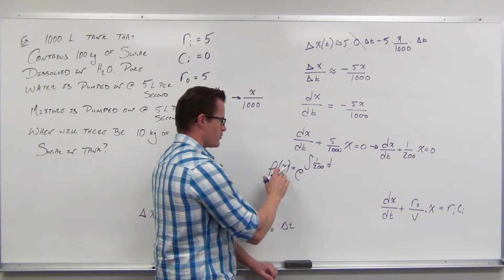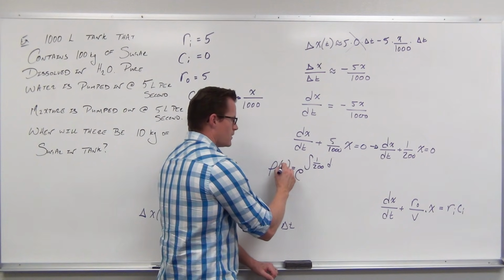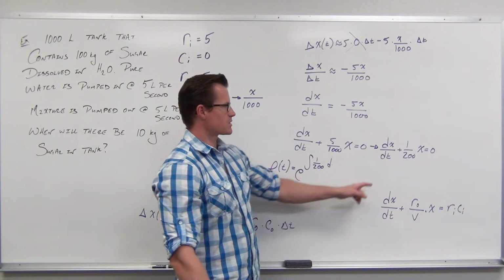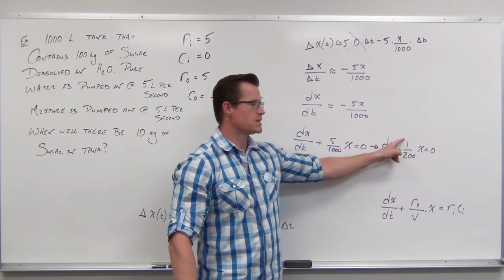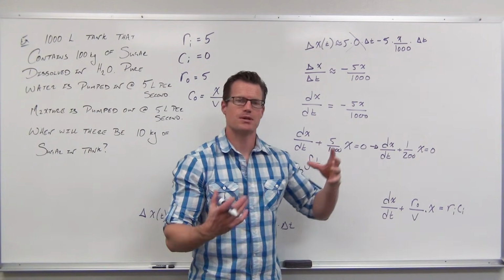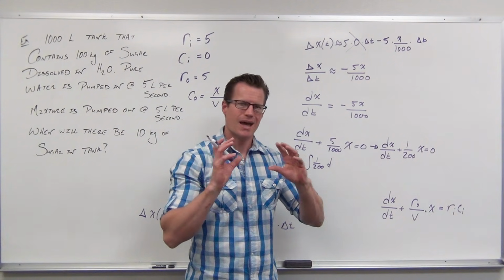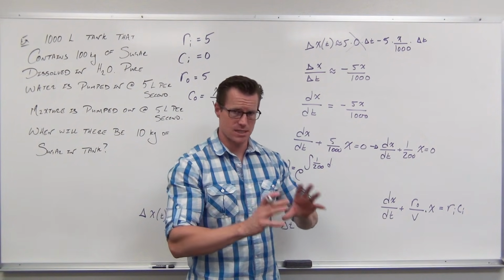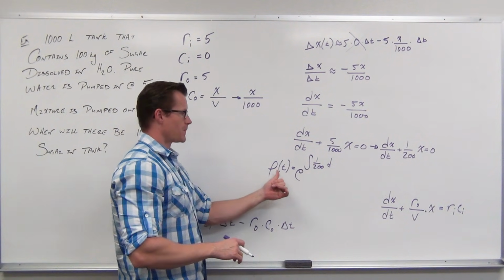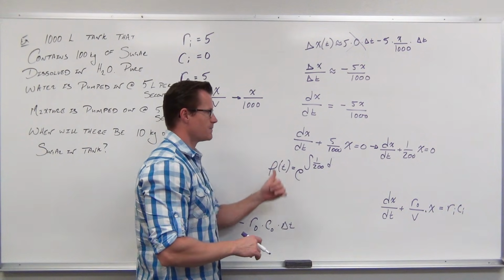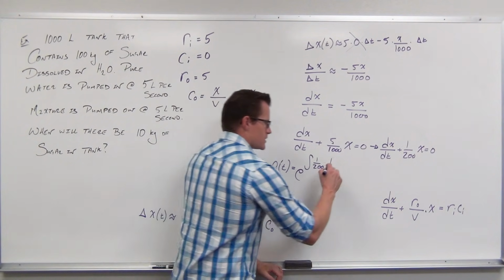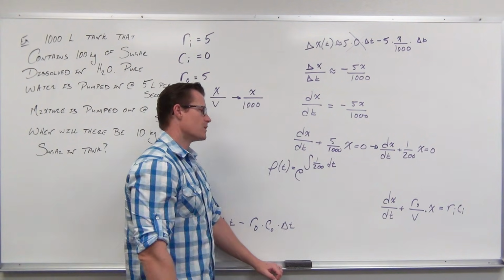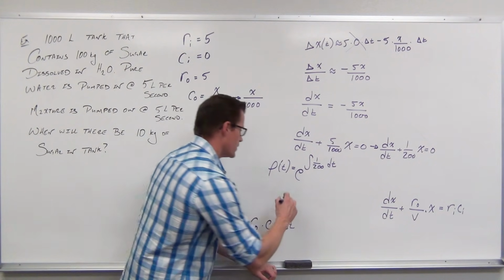I also made a little bit of a mistake. It's right here. That should be a t, because this needs to be a function of t, not x. And it's going to happen to you too. You're going to start putting the x everywhere because we're used to that being an independent variable. It's not here. It's t. So we're going to find rho of t. That's going to be e to the integral of 1 over 200 dt. Well, that's just going to be t over 200.